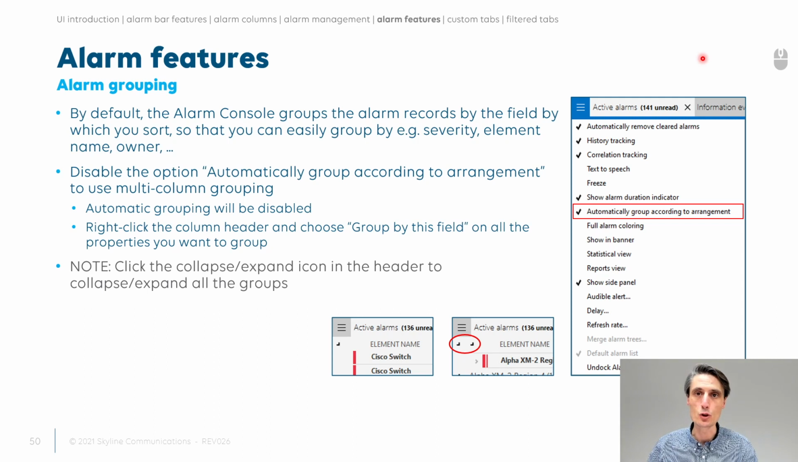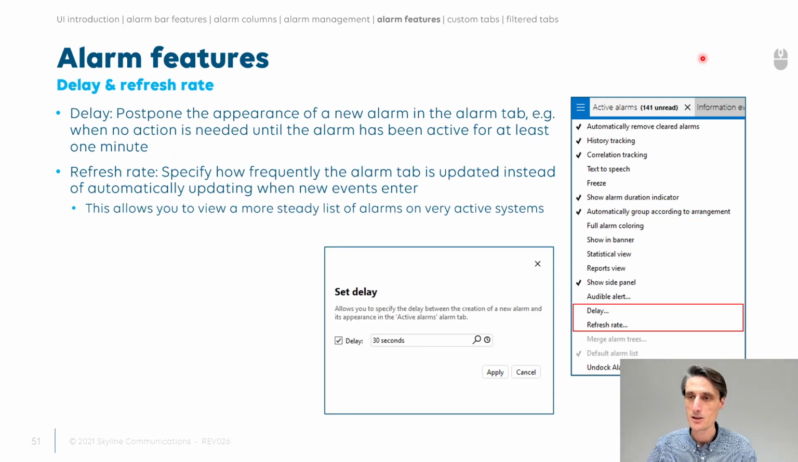Okay, so that was grouping of alarms, nice feature. Then we also have the delay and the refresh rates. Those are a little bit more for an operator using the alarm console on a daily basis and might be annoyed, for instance, by certain situations like an alarm popping up, you wanting to take action, and by the time you take action, the alarm disappears already again. It was only there for maybe 10 seconds. You hardly had the time to do something, and then it disappeared.